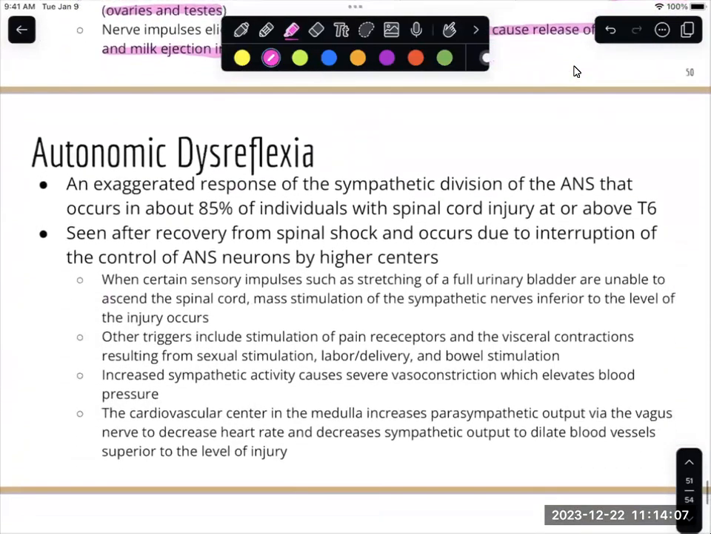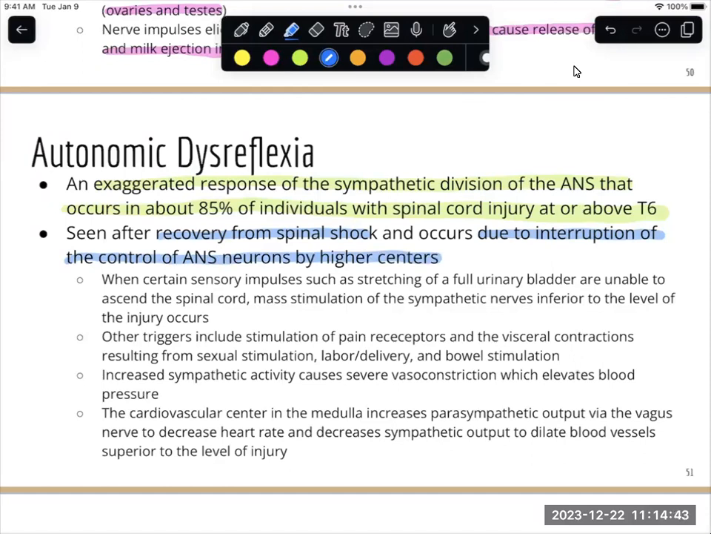So autonomic dysreflexia. Autonomic dysreflexia is actually an exaggerated response of the sympathetic nervous system. And it tends to occur in people who have a spinal cord injury at or above T6. You can see it after recovery from spinal shock, and it's usually because of this interruption of the control of the autonomic neurons to that higher centers in the brain.